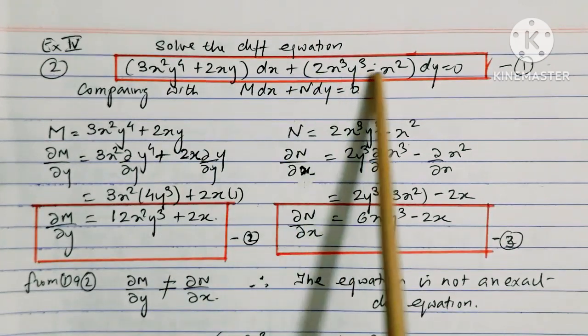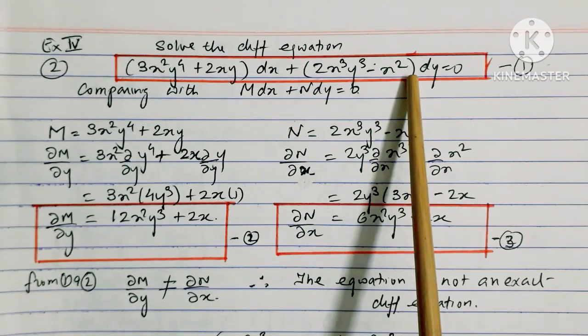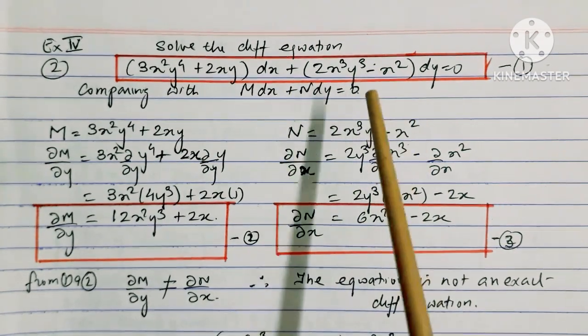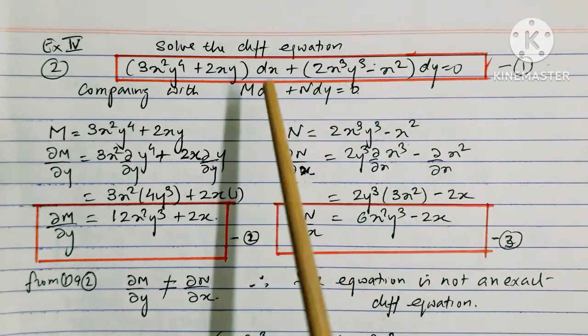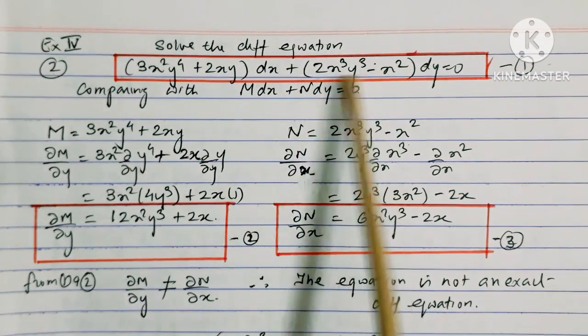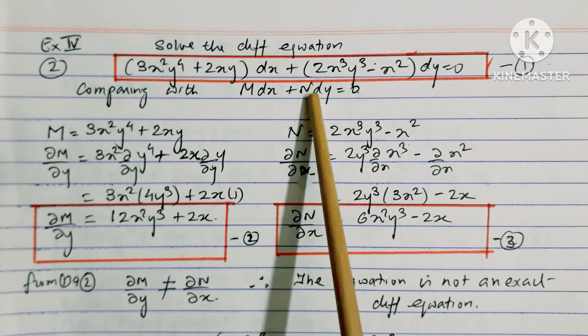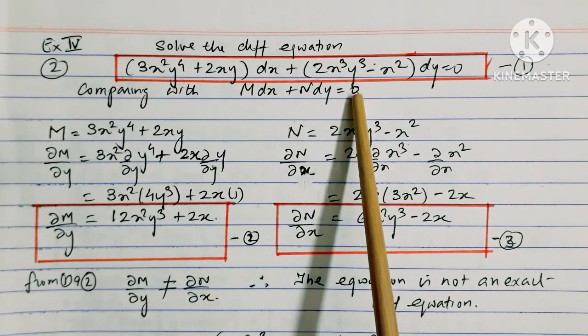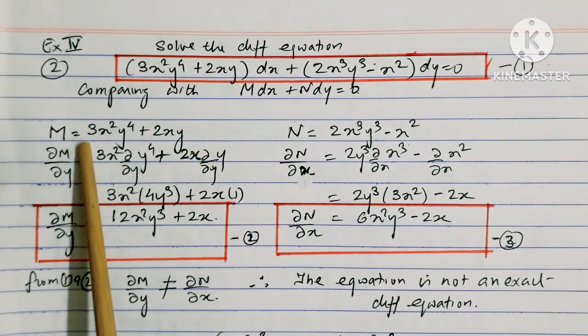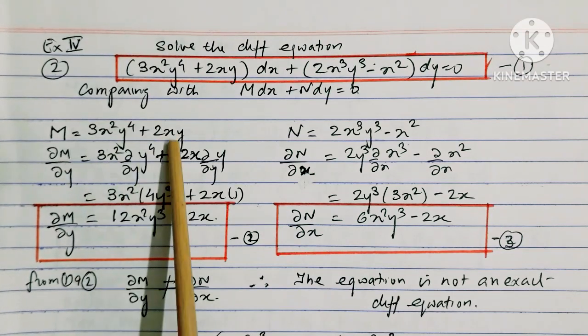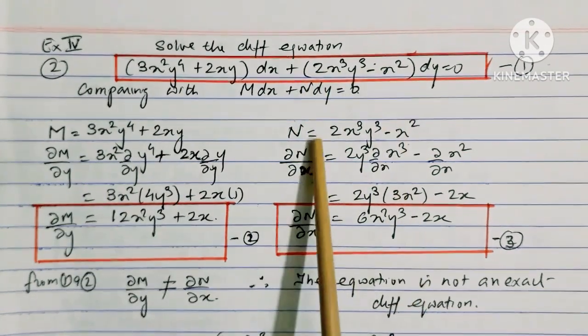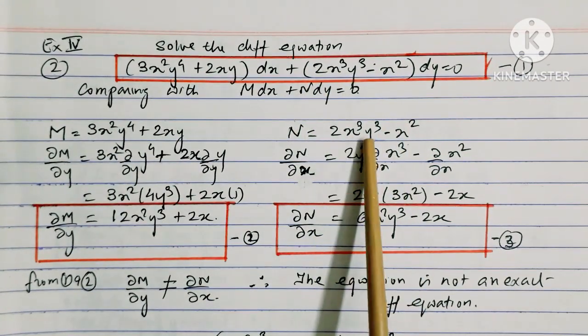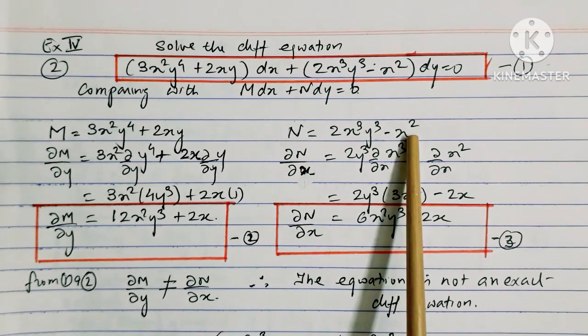Now, we'll have to first find out if this given differential equation is an exact differential equation or not. So let us compare this given differential equation with M dx + N dy = 0. Therefore, M = 3x²y⁴ + 2xy and N = 2x³y³ − x².